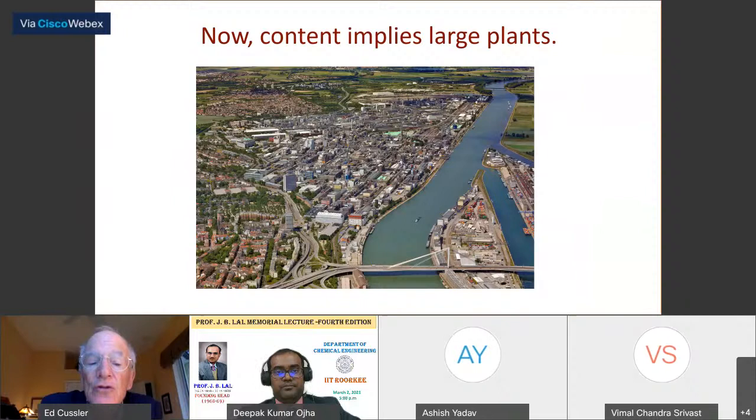Now, what I have taught, and what I suspect from the list of research topics that you gave, what you have taught, this implies large dedicated facilities. This is the BASF plant in northern Germany, the largest chemical complex in the world. And the reason it's so big is because per mass, making more product is cheaper. So that's the reason why you have this enormous chemical plant. And next slide, please. The same sort of thing applies to our course content.